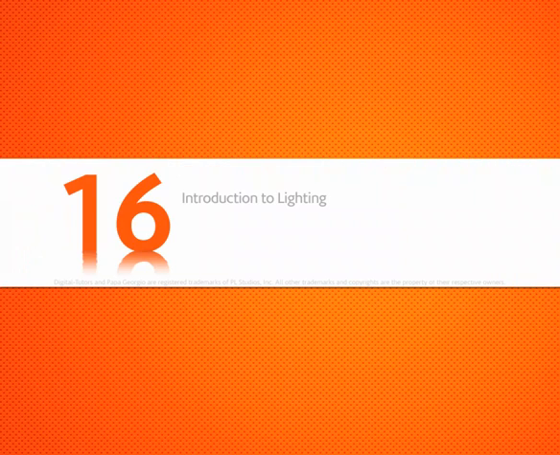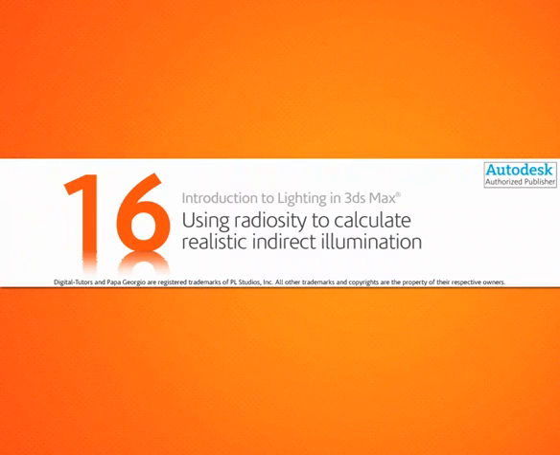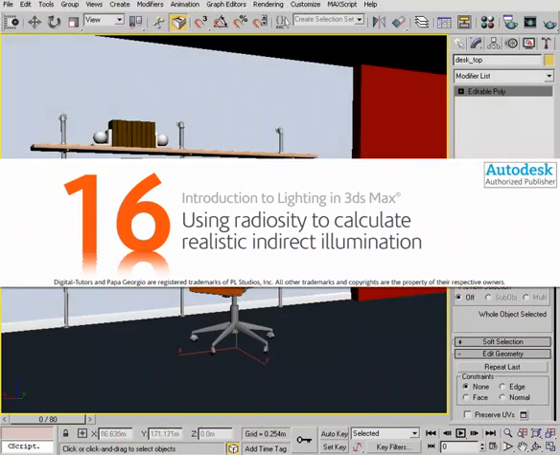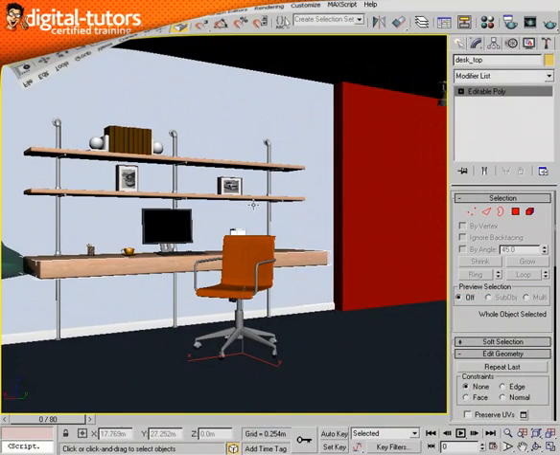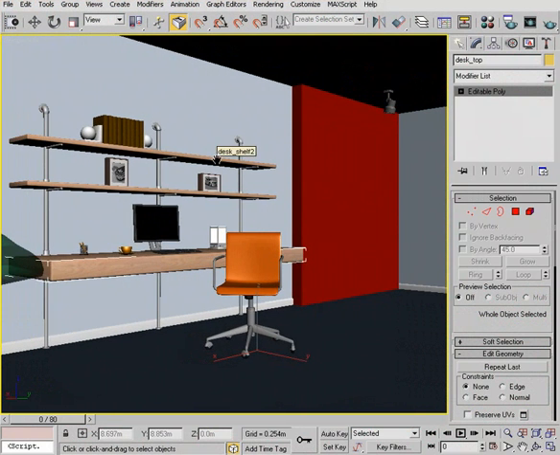In this lesson, we're going to be looking at a feature of 3ds Max called radiosity. Now, this is another method by which 3ds Max can calculate indirect illumination. Alright, so we've already had a chance to look at the light tracer, which is one method that 3ds Max has to calculate indirect lighting and indirect illumination, and radiosity is the other method.